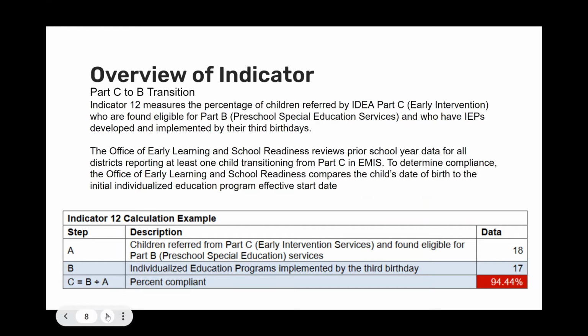So in order to calculate this data, they look at the number of children that were referred from Part C and found eligible, and then they consider how many of those children have their IEP implemented by their third birthday. So in this example, you can see there were 18 children total, 17 had it implemented by their third birthday, which gives a compliance percentage of 94.44. This is a compliance indicator, and so the expectation is that you would meet this at 100% every year.